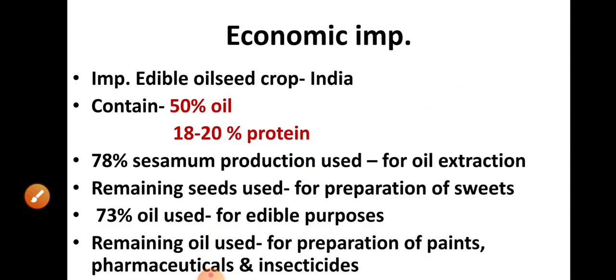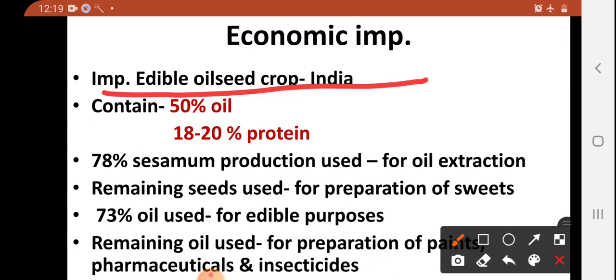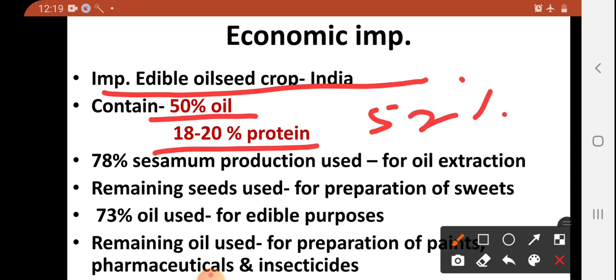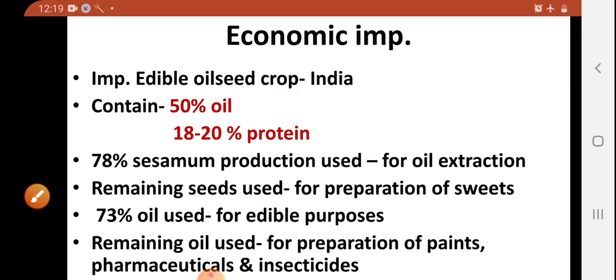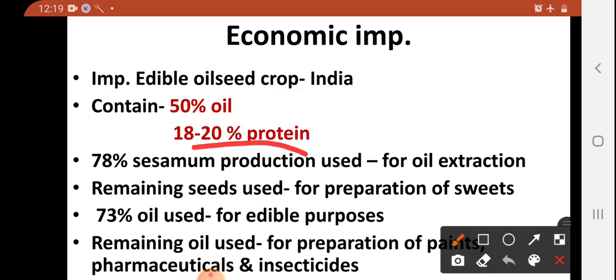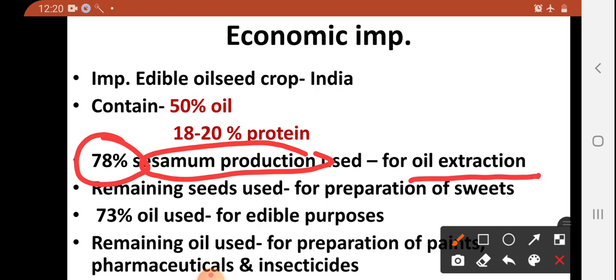Here is the importance of this crop. Same like groundnut, this crop is also an important edible oilseed crop, and it contains 50 to 52% oil and 18 to 20% proteins in seeds. See, if we think about sesamum production, from this whole production, if we assume it is 100%, from this 78% of production is used for oil extraction, and the remaining production of sesamum crop is used for preparation of sweets.